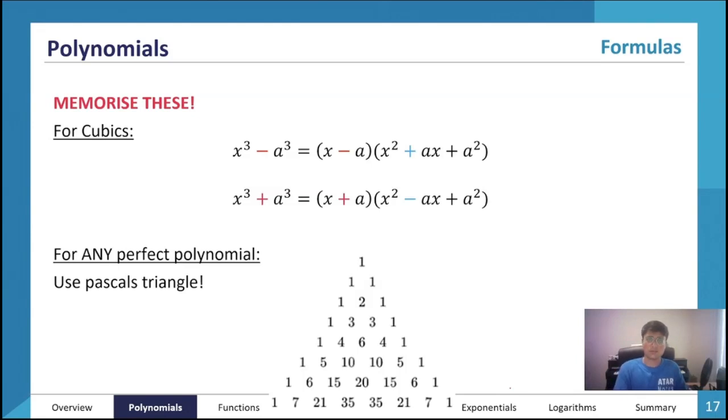Okay, so these formulas are very useful. Please memorize them, because whenever you find an opportunity to use them in your working, they're going to save you a lot of time. So for cubics, you have x cubed minus a cubed. That can be factorized into x minus a times x squared plus ax plus a squared. So that is, let me get my pen back.